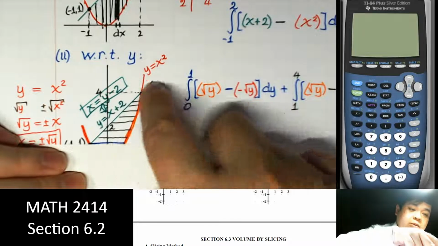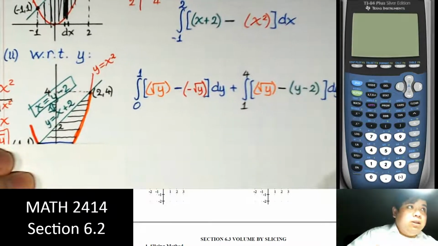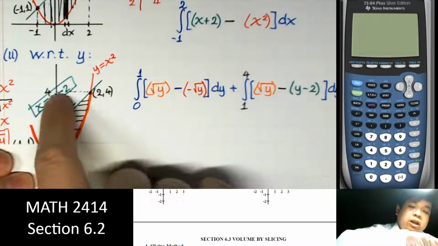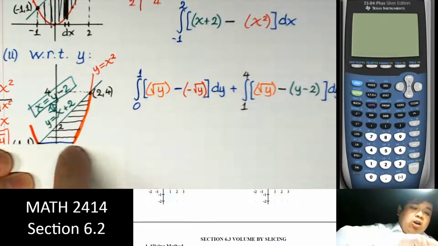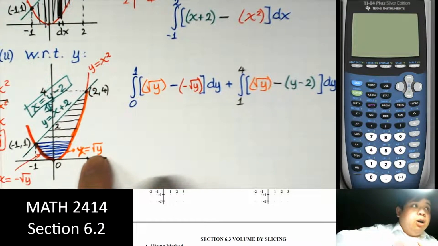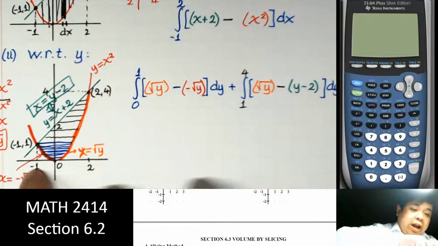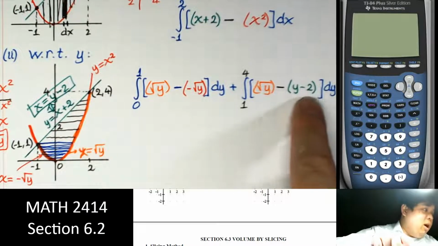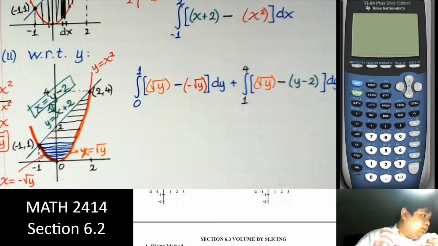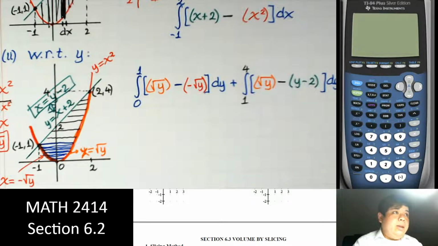And then for the one on the top, from 1 to 4, on the right is still the positive square root of y, and on the left it's going to be y minus 2. Right?